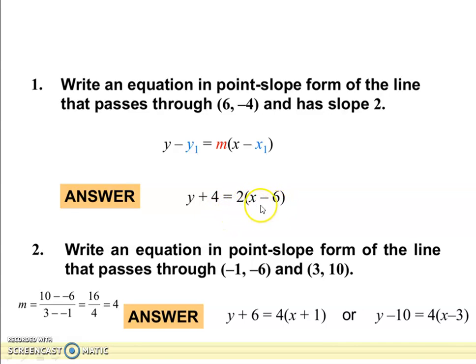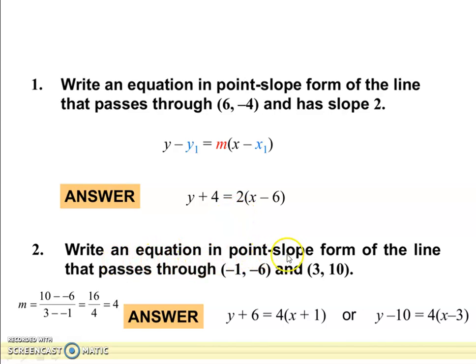If we multiply, we get 2x - 12, and y + 4. The 4 goes to the other side as -4, so -12 - 4 is -16. Our equation is 2x - y - 16 = 0. If you write it this way also, it is correct.